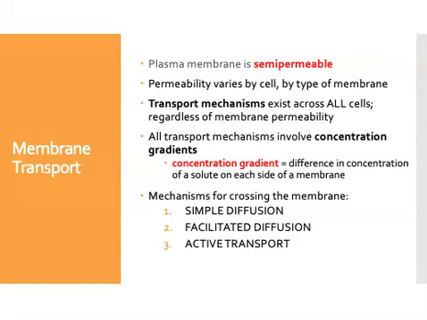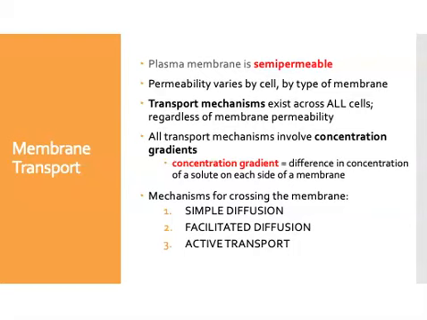Let's switch gears here and start talking about membrane transport mechanisms. We've said that the plasma membrane is semi-permeable. Some things are going to be allowed to come across, some things are going to be restricted from crossing. Permeability is going to vary by cell type and by the type of membrane.